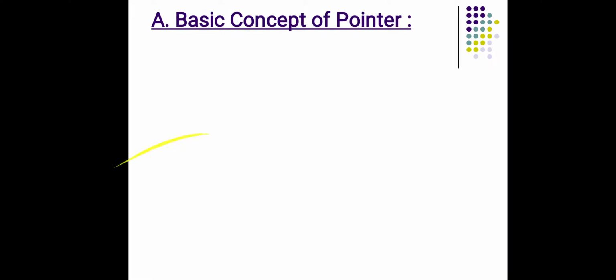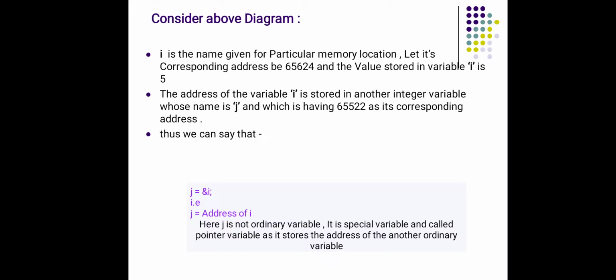Now we will see the basic concepts of the pointer. What exactly is meant by the basic concept of the pointer? I is the name given to a particular memory location. Let its corresponding address be 65,624 and the value stored in variable I is 5. So where the value of I is stored, that is the address given in the memory location.